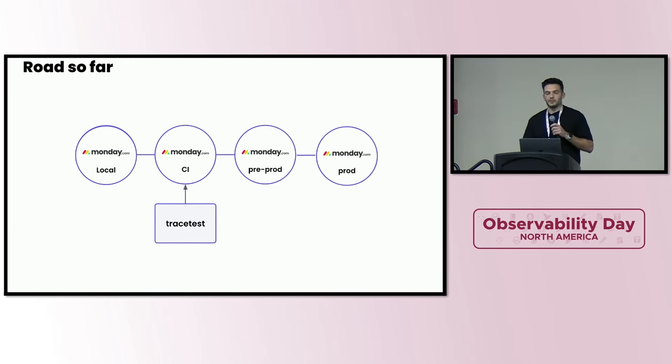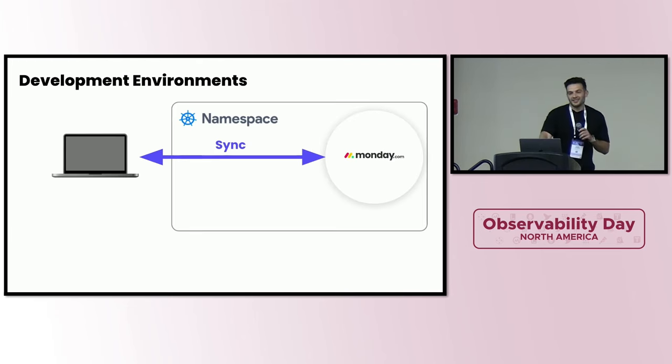Let's enable those teams with the ability to run this trace test locally so they can get feedback faster and expand upon it. Okay, so at that point, each developer in their development environment had their own remote lightweight cluster of Monday upon which they built and tested their code. What we didn't have was observability in these local environments.